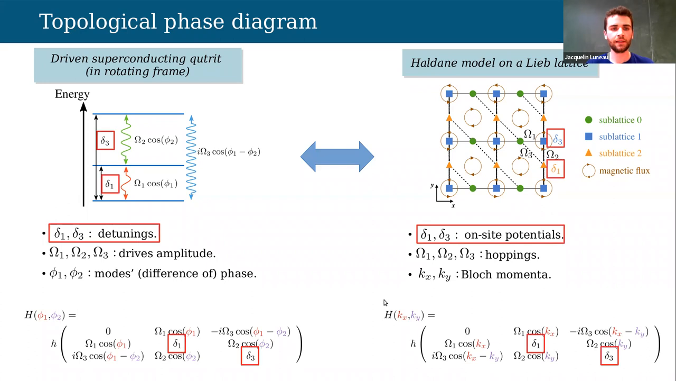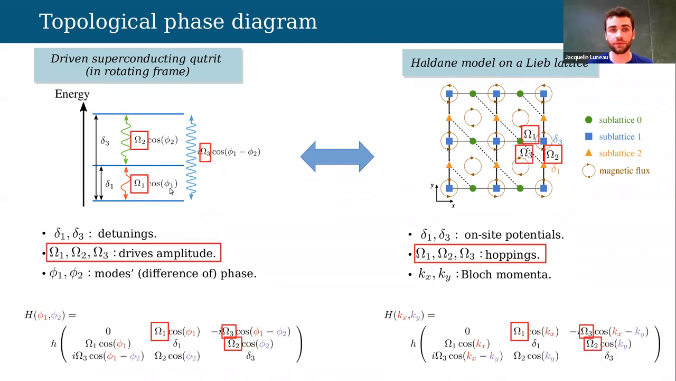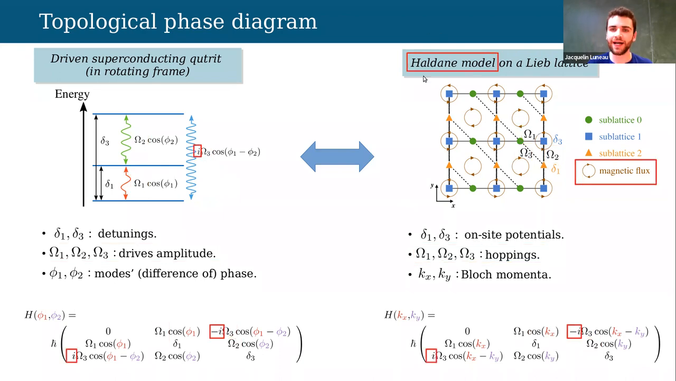And in the analogy with the superconducting Q-trit, what was the detuning delta between the microwave mode and the superconducting circuit in the case of our Q-trit now corresponds to on-site potentials on the sites of the lattice. What was the drive amplitudes in the case of the Q-trit here corresponds to hoppings between the different sites of the lattice. And we say that it is a Haldane model on a Lieb lattice because of the factor i, which is here in the Hamiltonian. And this factor i is obtained by putting the magnetic flux on the Lieb lattice.